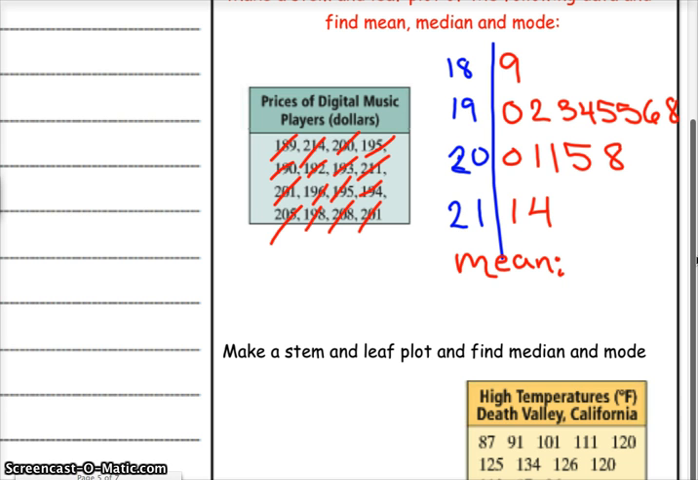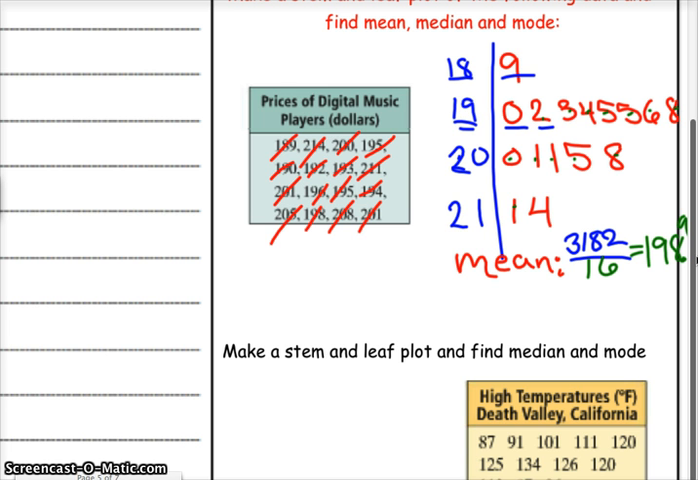Okay, after I add everything up, and again I'm remembering that I'm going 189 plus 190 plus 192 all the way until I get to the end. I get a final sum of 3182 divided by how many data points there are. You only count the leaves. So I have 1, 2, 3, 4, 5, 6, 7, 8, 9, 10, 11, 12, 13, 14, 15, 16. So 3182 divided by 16 is 198.9 estimated. I rounded it. 198.9.